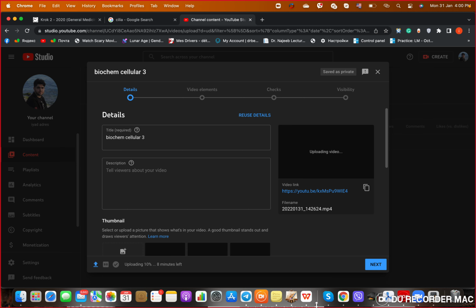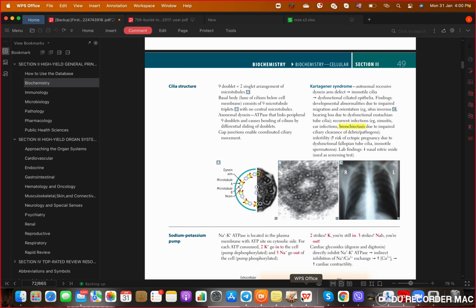Yeah, great. So the cilia is a projection like this on the cell. If you take a cross section of it like this, you will see something like this.